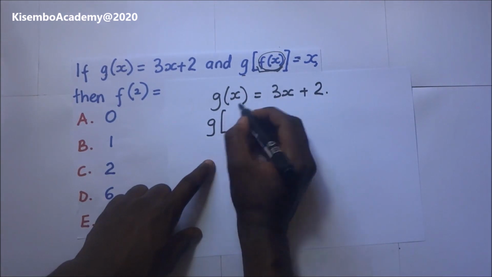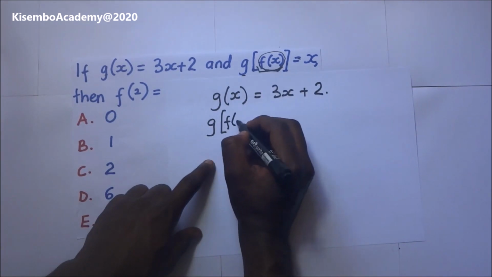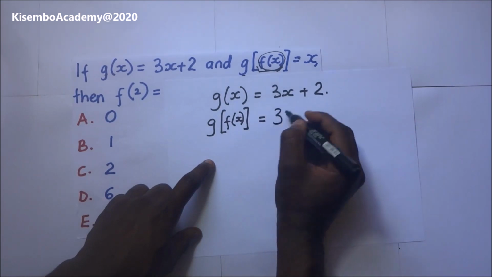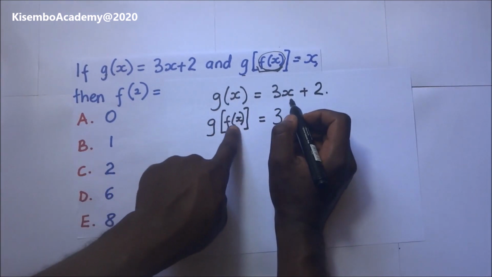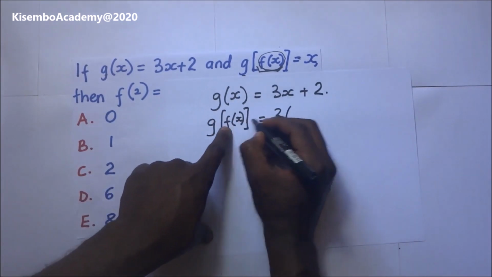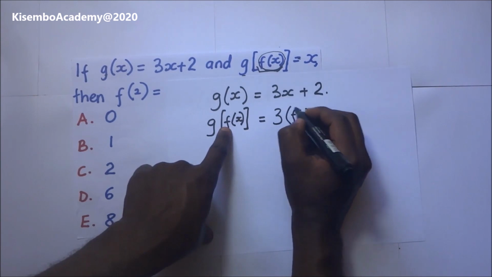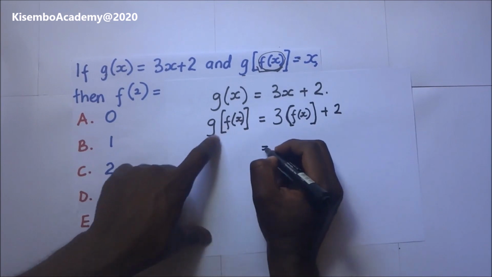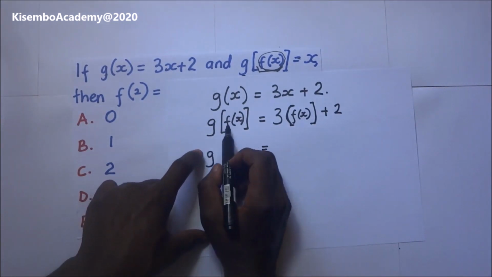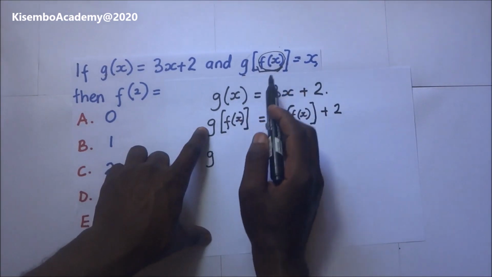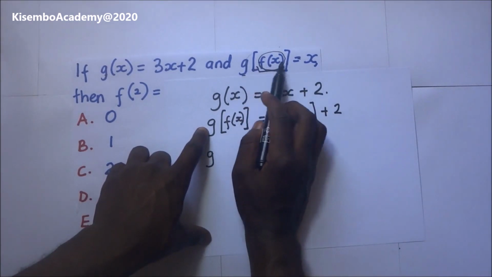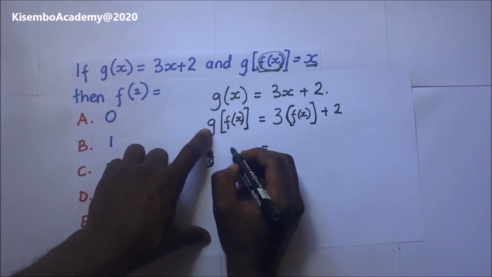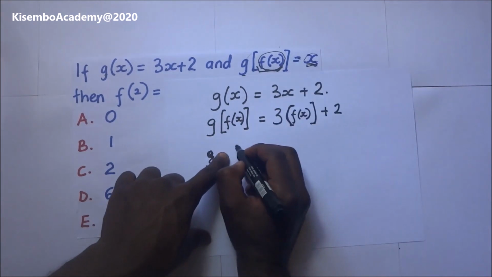So g of f of x is still going to give us 3, and in the place of x, we put that function f of x. So it's going to be 3 into the brackets f of x, plus 2. So this is going to become g of f of x. Remember, it has been given that g of f of x is equivalent to x. So g of f of x in this case is x, so we shall put x here.